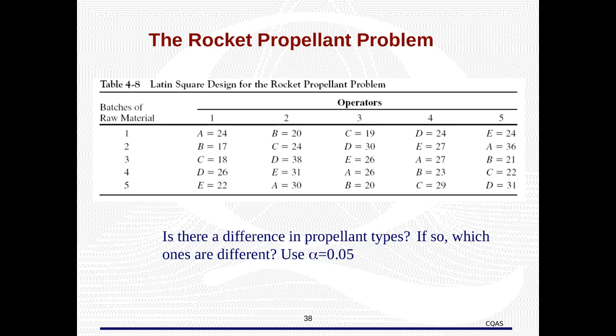This is a two-stage investigation. First, we test whether propellant type has any effect at all using analysis of variance. Second, should we reject the null hypothesis, we proceed to pairwise comparisons to identify which propellant types are meaningfully distinct.